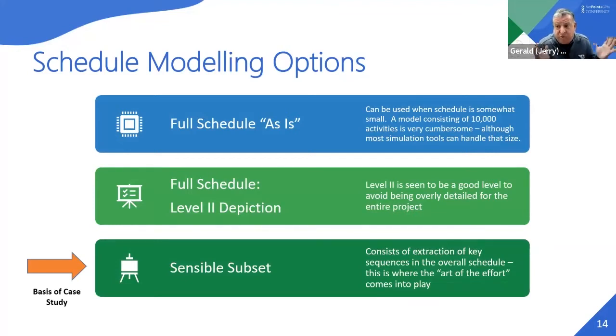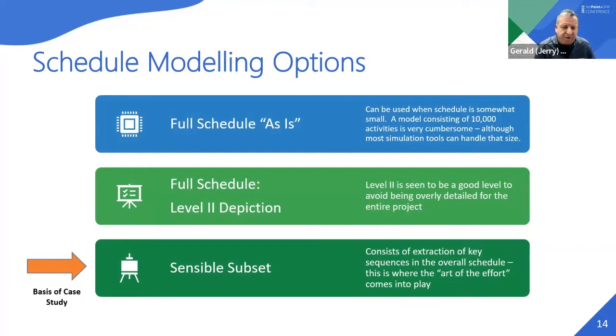and you really only have a very high level schedule to begin with. You can actually use schedules with thousands and thousands of activities, although getting the range inputs is a lot of work. And so it's pick and choose whether you want to go to the full schedule. Another very common approach is using a full schedule, but going to a lower level of depiction.